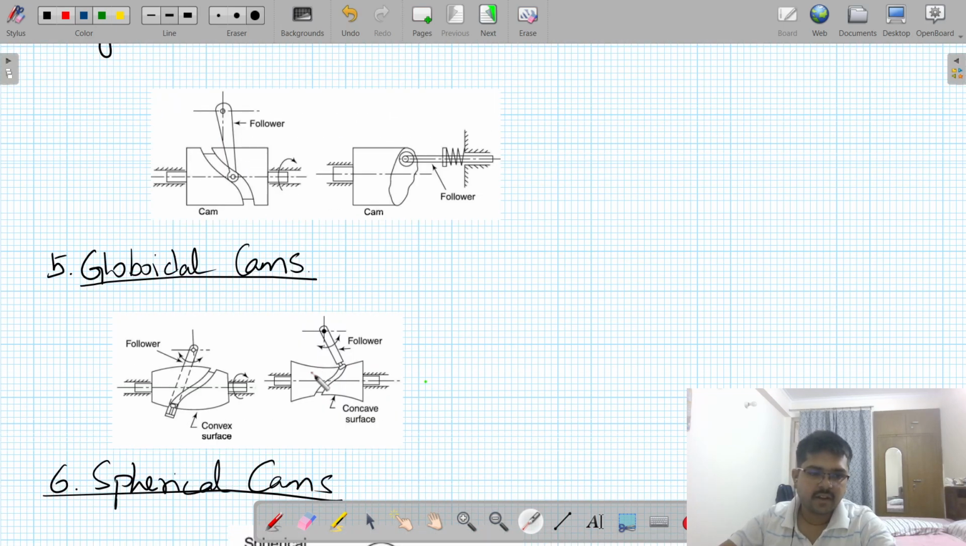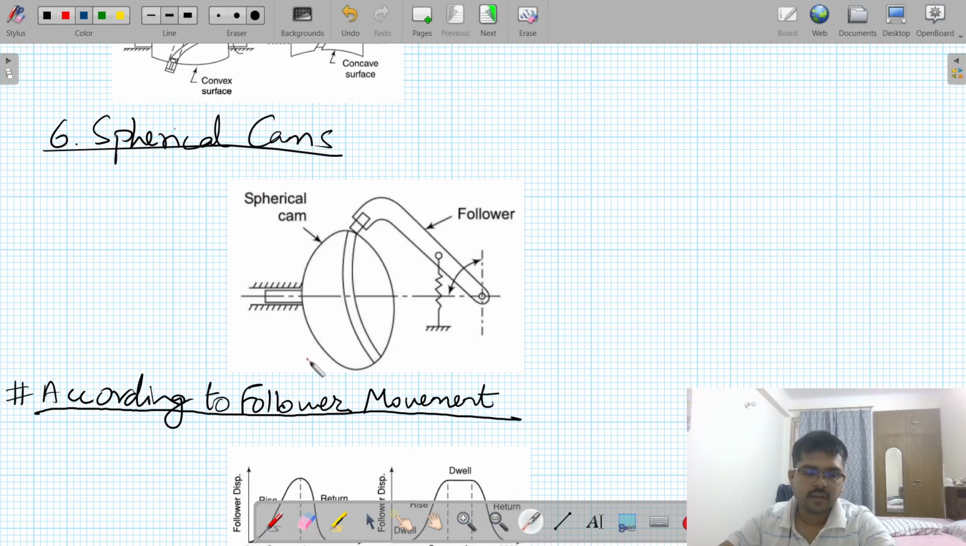Now in spherical cams we have the cam in the form of a sphere, on which there is a groove cut in which the follower is attached, and as the cam rotates the follower oscillates. So this one is different from the other cams, in that the follower will oscillate.